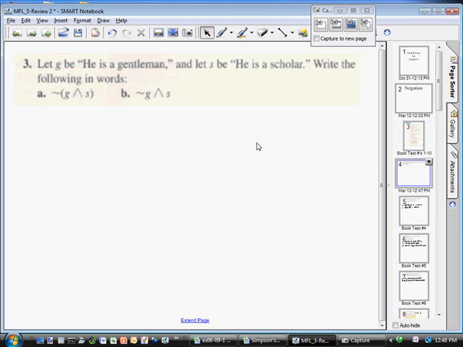Let's do the second one right away. Actually, isn't the second one easier? He is not a gentleman, and he is a scholar. That one, you don't really have to think much there. But do you see what I don't like about the first one? It is not the case that he is a gentleman and a scholar. You can read the problem, but can you translate it for me? Oh, yeah. Not G, or not S.